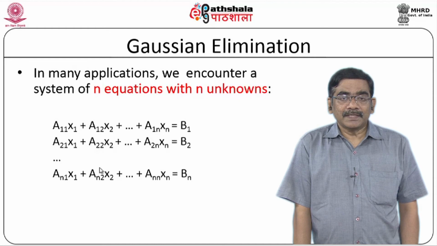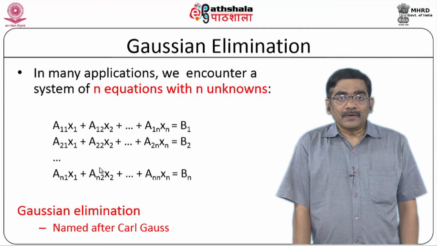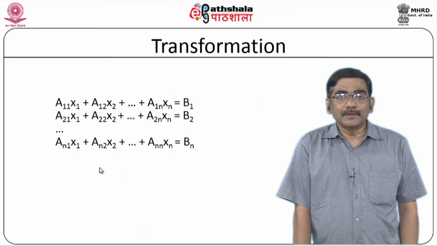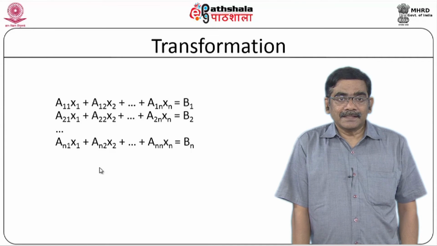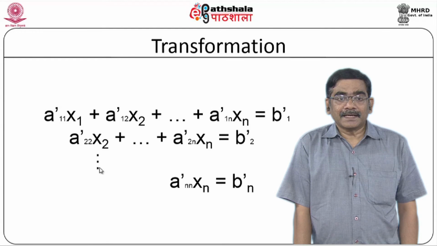What we are going to do is transform this problem into a problem where we get an upper triangular matrix, and once we have that, we solve it. So, what is this method going to be? The method named after Carl Gauss is going to do something like this. It takes the n linear equations and tries to eliminate a21, a31 up to an1. So, the transformation is going to be something like this.